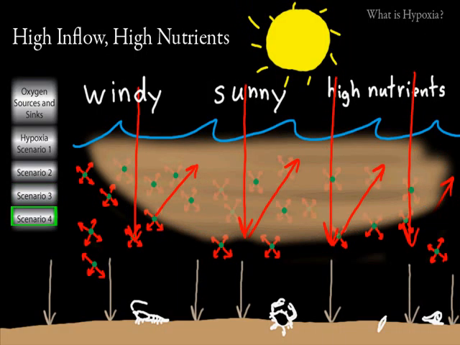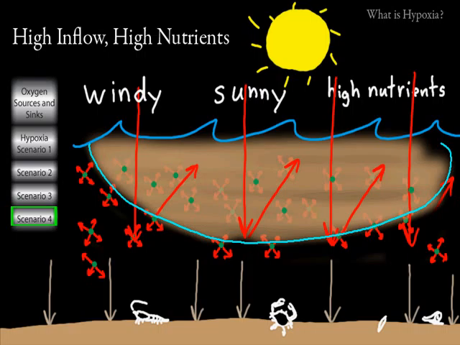Well, let's look at our fourth scenario, which is probably, if there's going to be hypoxia, it's going to occur in a high inflow, high nutrient situation. That's probably your most likely situation for this. Now, if you have windy, sunny conditions, it's probably not going to be as big a problem. You do have this large freshwater barrier to oxygen from the atmosphere.